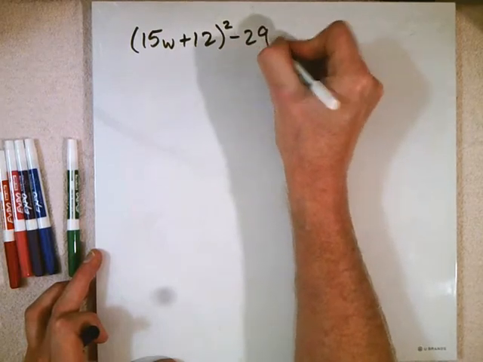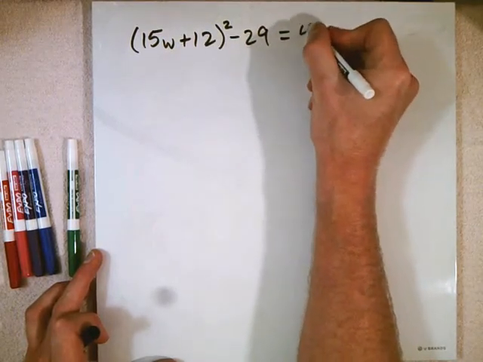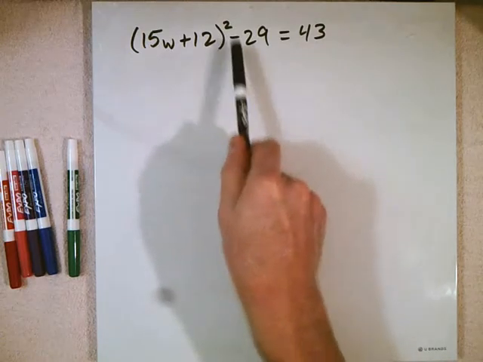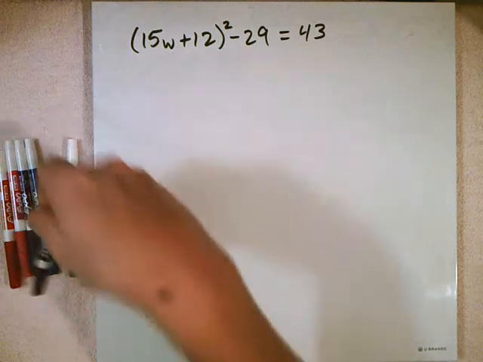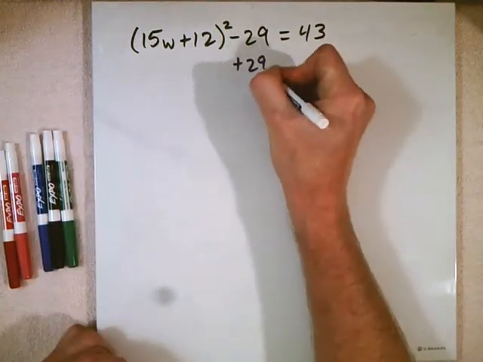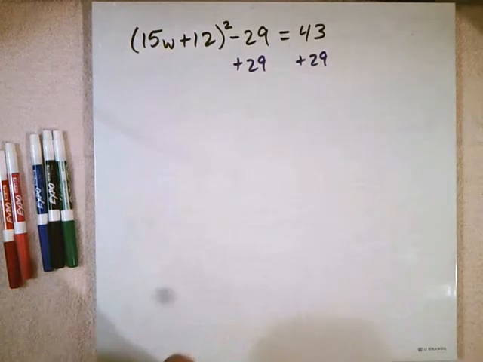All right, there we are. 15w plus 12 squared minus 29 equals 43. Like the last problem, you want to focus on getting that squared piece by itself, so we're going to move the 29 over. I'll just go in there and add 29 to both sides. Do that. Alrighty. It's not too hard to do that.